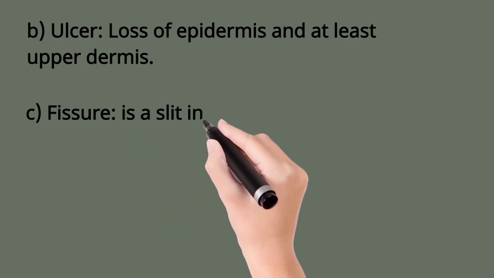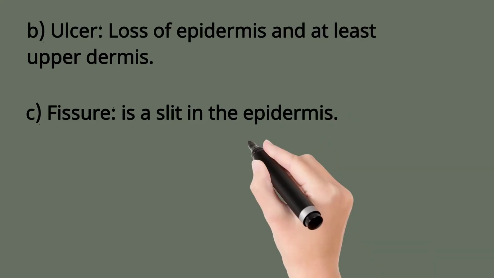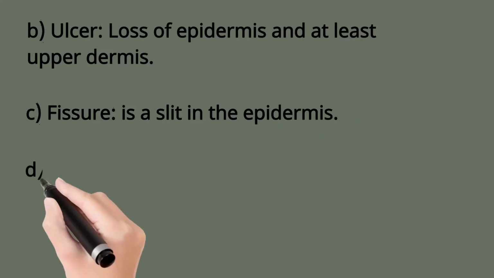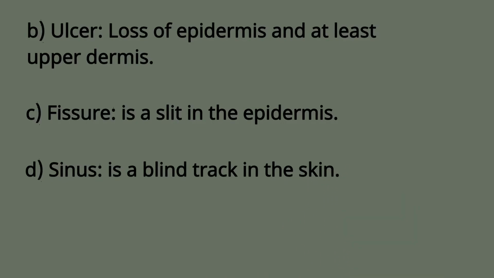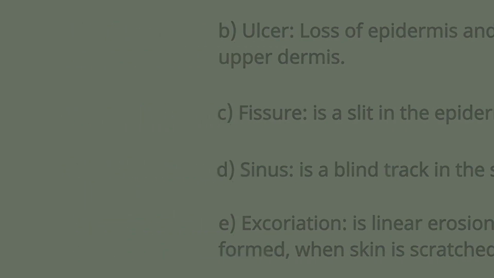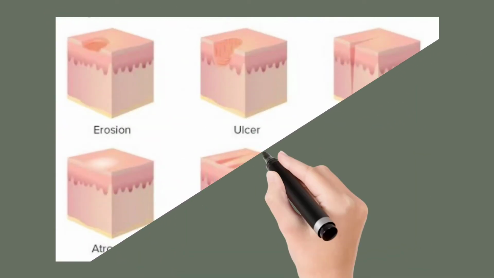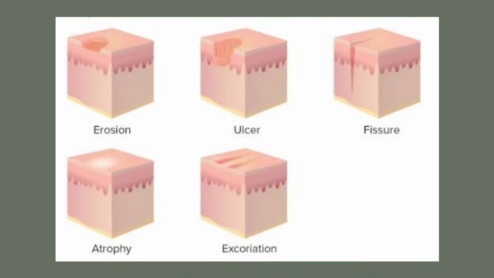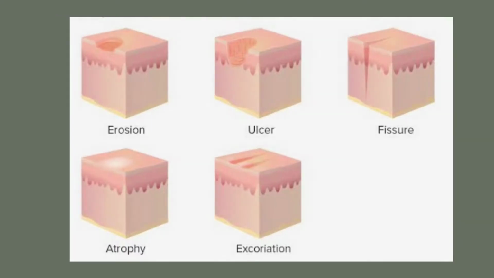And fissure is a slit in the epidermis. Then sinus is a blind track in skin. The opening of the sinus should be examined as it may give a clue to diagnosis. And then excoriation is linear erosions formed when skin is scratched. This is the diagram showing erosion, ulcer, fissure, excoriation and atrophy.